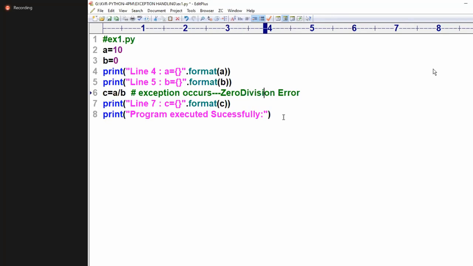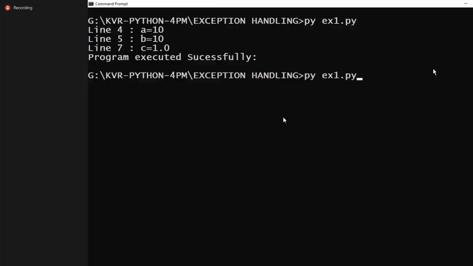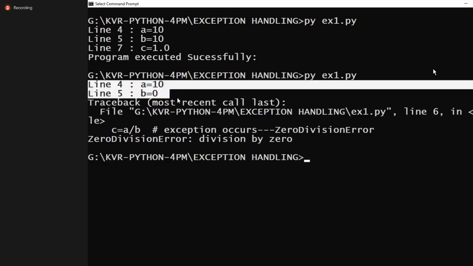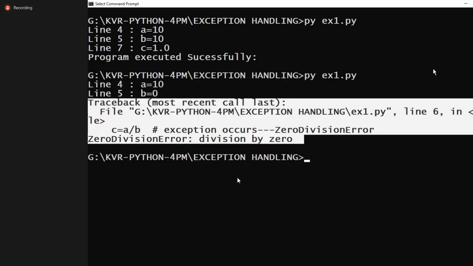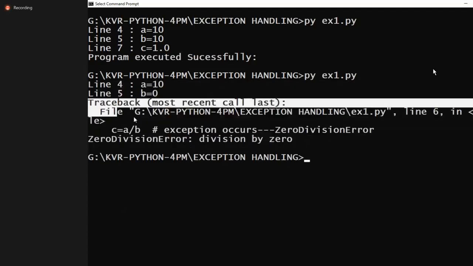So let us save this code and see the output that is coming. A technical error message is coming, see carefully. Now see, line number 4 and 5 are completed, and from the next line onwards, this entire message came. See that now? Zero division error. From here onwards, you got some type of message. See line number 6. What exception is coming? Zero division error.